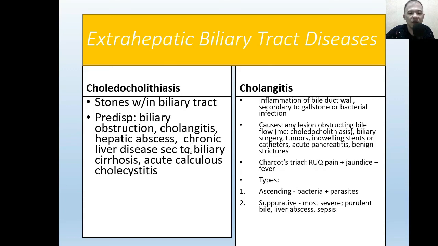Okay, here there's also a triad of cholangitis. It's called the Charcot's triad. It's composed of the right upper quadrant pain, jaundice, and fever. Okay, that's Charcot's triad. Aside from stones, okay, another complication is bacterial infection and parasitic infections.